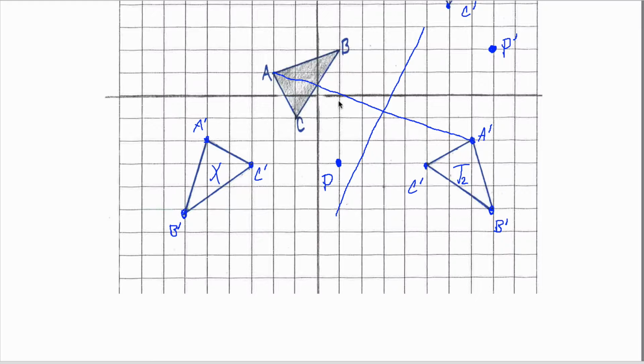And then connect any 2 other guys. I don't know, C and C prime maybe. Connect these guys, and I want to draw that perpendicular. Well, that's really hard to see. Maybe I'll try B and B prime. Maybe that'll be easier to do. There's B and B prime. And if I draw the perpendicular bisector of that guy, maybe it looks something like that. This would be my center of rotation. And this would be my angle of rotation.